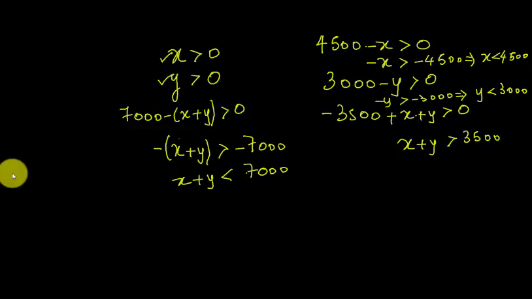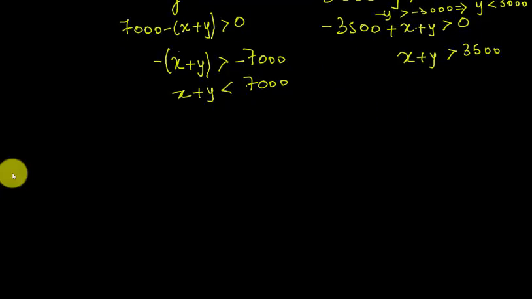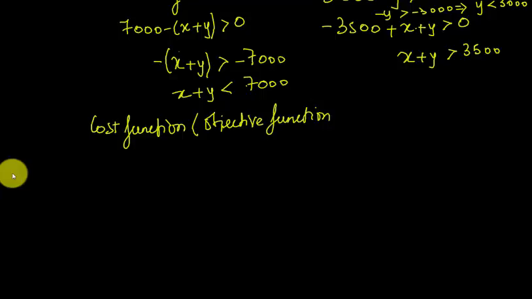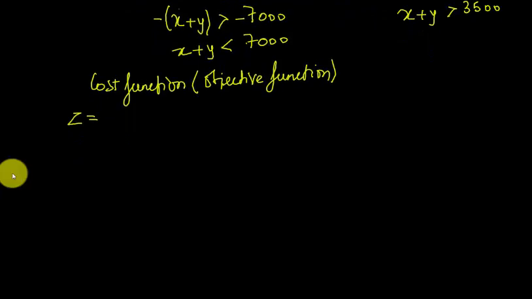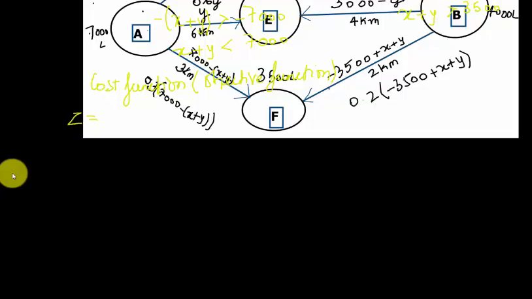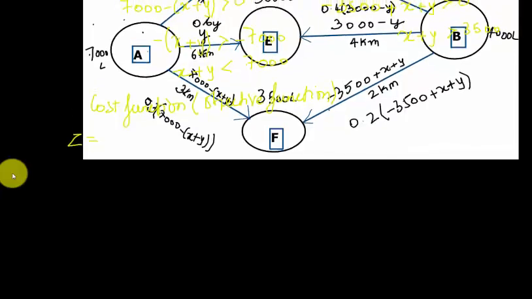I also need to find the objective function, isn't it? Now I will find the cost function here, or the objective function. In a transportation problem, finding the objective function is a difficult task, but if you can focus yourself and solve the equation properly, you should be able to do that. Okay, so let's scroll up.